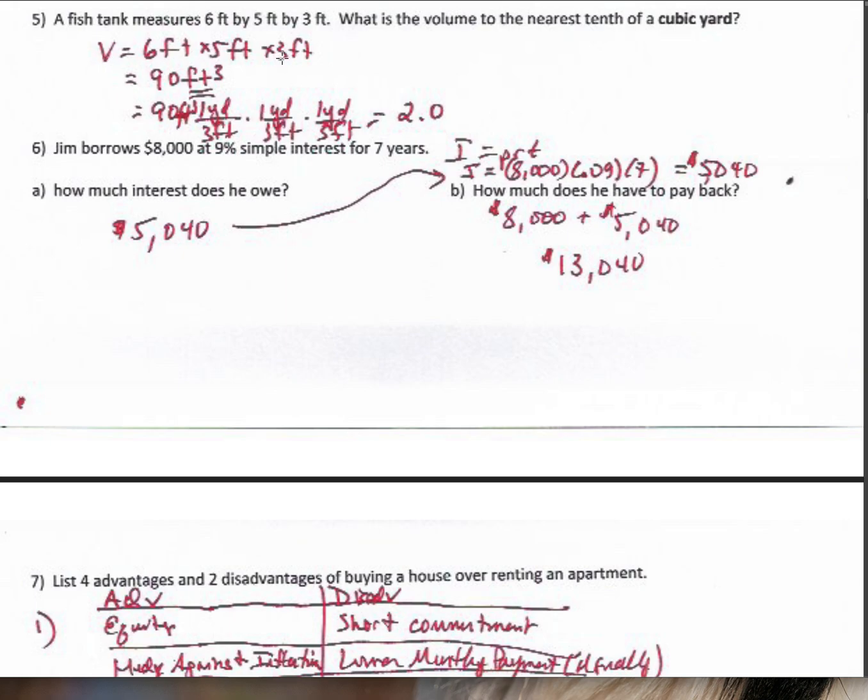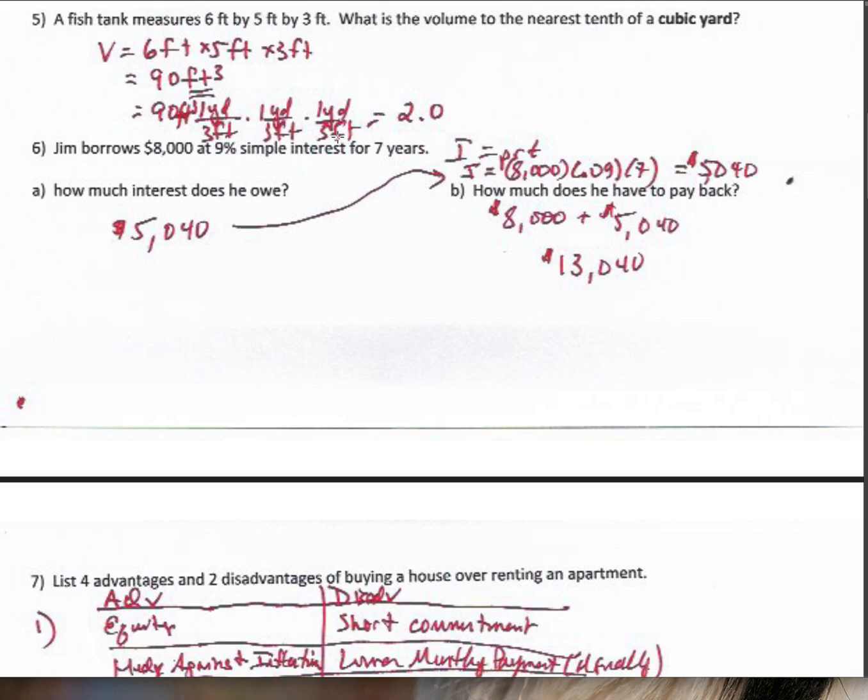So 6 by 5 by 3, I multiply that and I get 90 feet cubed. But I have to convert to cubic yards now. And since it's cubed with the feet, 3 times I have to do 1 yard is 3 feet, 1 yard is 3 feet, 1 yard is 3 feet.